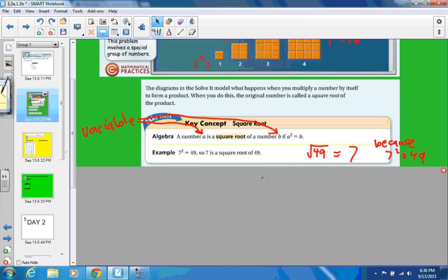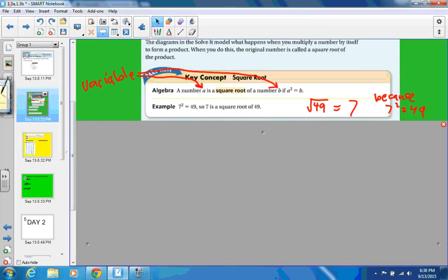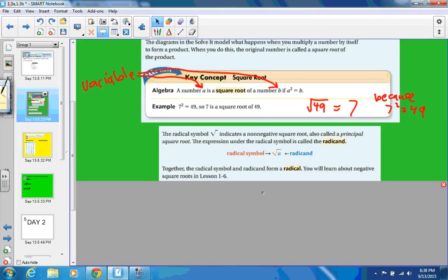So we'll do some examples with this in just a moment. But I want to show you a couple other things, just so you understand what is what. That little symbol above the 49 kind of looks like a division symbol when you're doing long division, but it's got that extra little tail there. That's called a radical symbol. That indicates that you're taking the square root of something as long as it's not negative. And the expression underneath that radical symbol is called the radicand.